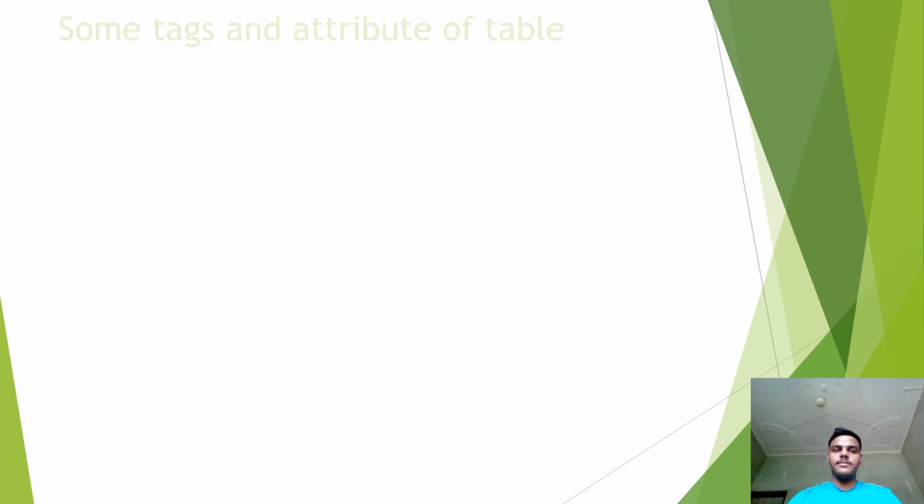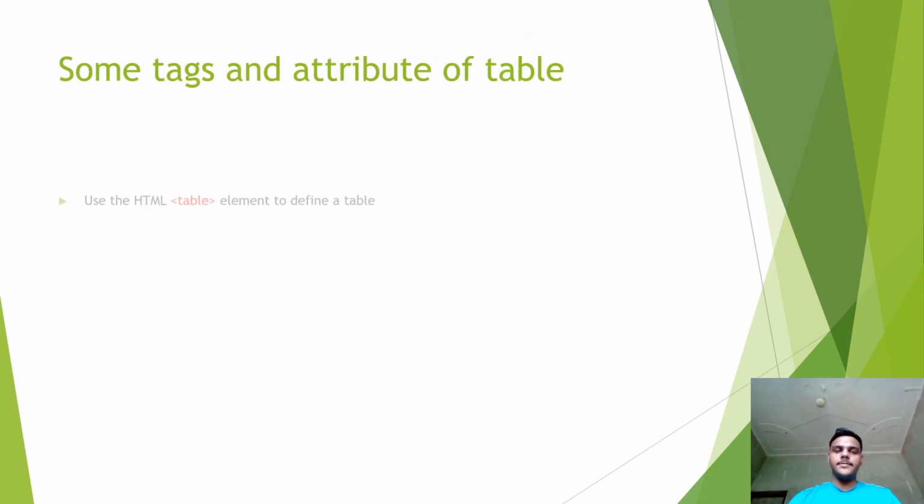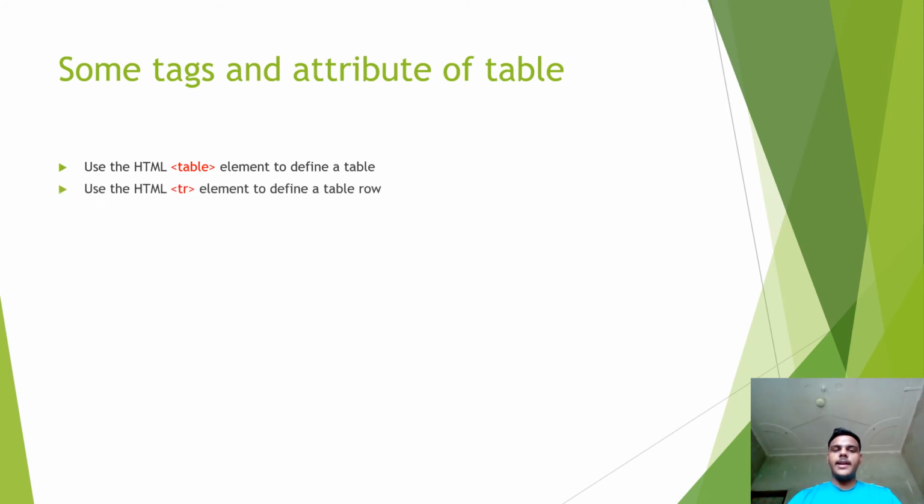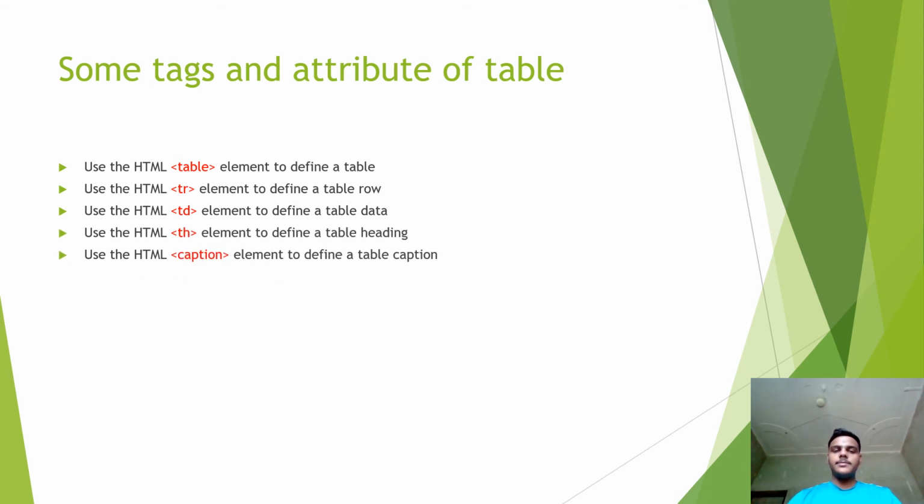Let's have a look at some tags and attributes of table. The table element defines a table. The tr element defines a table row. The td element defines table data. The th element defines a table heading. The caption element defines a table caption. The CSS border property is used to define a border.